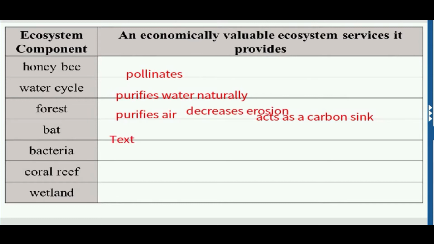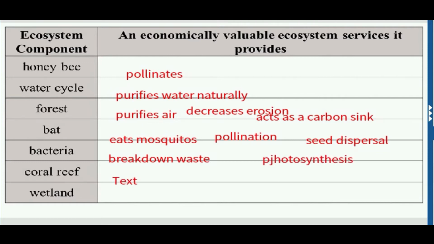A bat eats mosquitoes, which are pests, and they spread diseases. It can actually help with pollination and seed dispersal. Bacteria can break down waste and can also be used in photosynthesis.